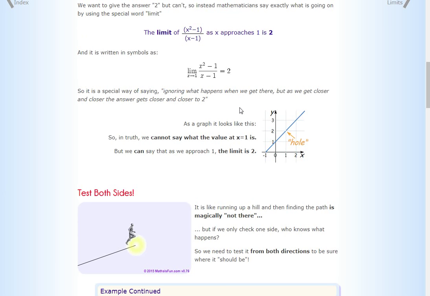Okay, and another way you can think of this is it's saying, well, we're just going to ignore what happens when we get there, but as we get closer and closer, the answer gets closer and closer to 2. Okay, so we aren't worried about what actually happens at the exact value. What we want to know is what happens as we get closer.